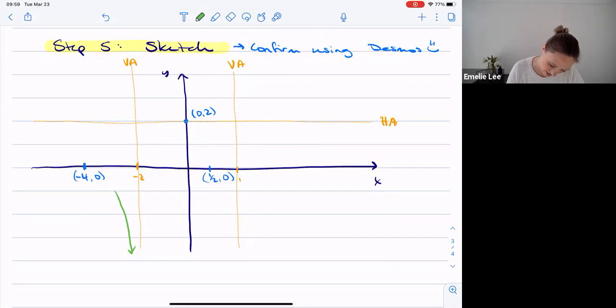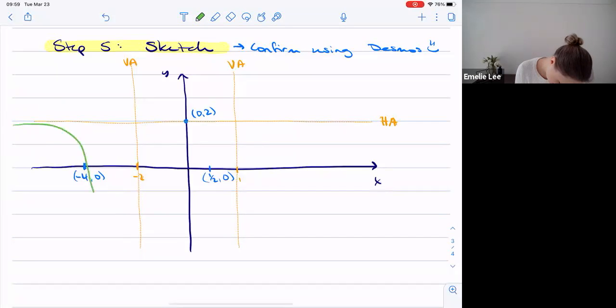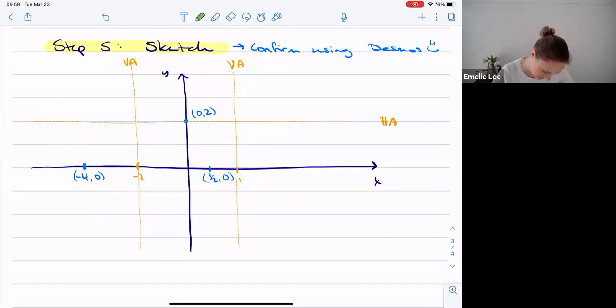So I know I'm heading down towards negative infinity here. I know I have to cross through this point, so it seems reasonable that I would plateau off underneath the horizontal asymptote. So I'm just going to try to draw that in one line. Uh-oh, that didn't go well, did it? How about like that? Ish. Okay, so here, kind of plateauing around that horizontal asymptote.